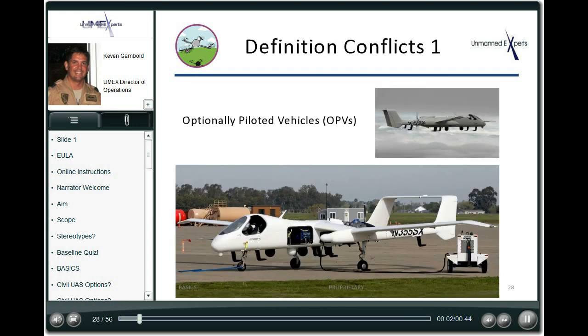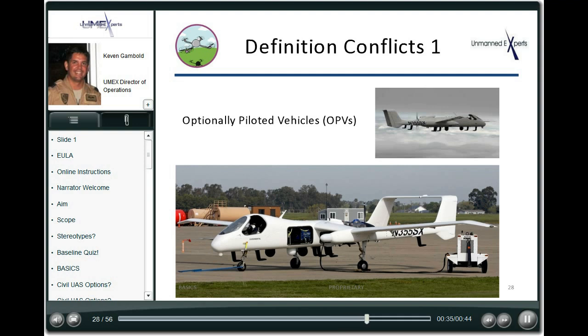Now's the time to start looking at some problems with those definitions. These are items that either conflict directly with them or just throw up some issues. The first one, which isn't so bad, is optionally piloted vehicles, or OPVs. A number of these have become en vogue of late. The aircraft you can see in front of us here is the Northrop Grumman Firebird, and they're using them to get around access to the national airspace issues. So the aircraft can be flown and certified with a pilot and then flown without one is the idea.